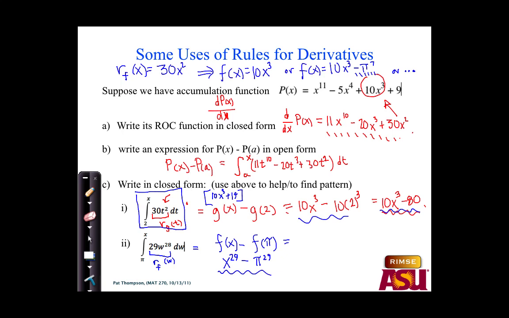Well, if I evaluate that at 2, that's 10 times 2 cubed, 80 still, plus 19. So when I subtract the two of them, both halves of the subtraction problem have just been increased by 19, so the difference is still the same. That's why there's infinitely many different functions that have the same rate function, but to answer these sorts of questions, it doesn't matter which one we use. We just have to come up with one of them.